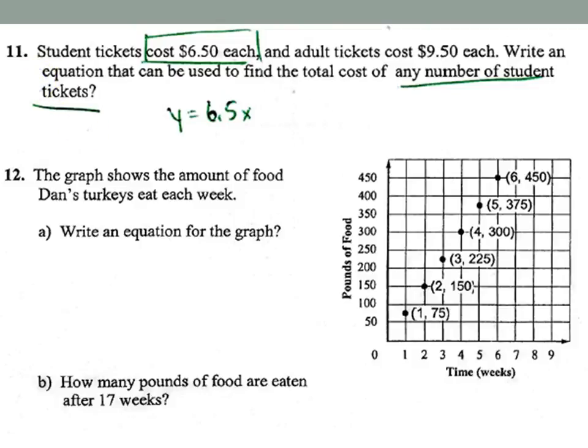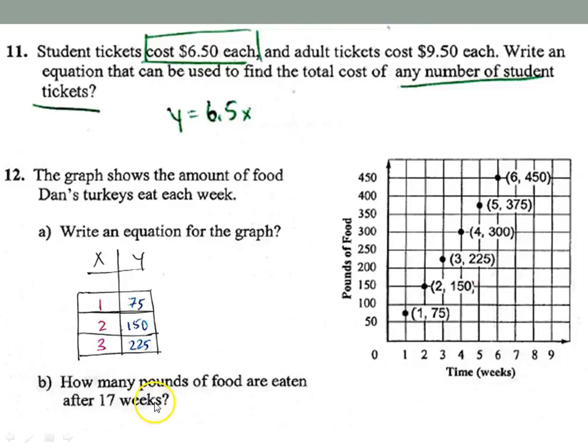All right. Let's take a look at the last problem. Number 12. The graph shows the amount of food Dan's turkeys eat each week. Whoa. They eat a lot of food. So if I'm writing an equation for the graph, and I'm given a whole bunch of points, and I notice that these points form a straight line, I am going to make a table. So I just put in the first 3 points, 1, 75, 2, 150, and 3, 225, into my table right here.